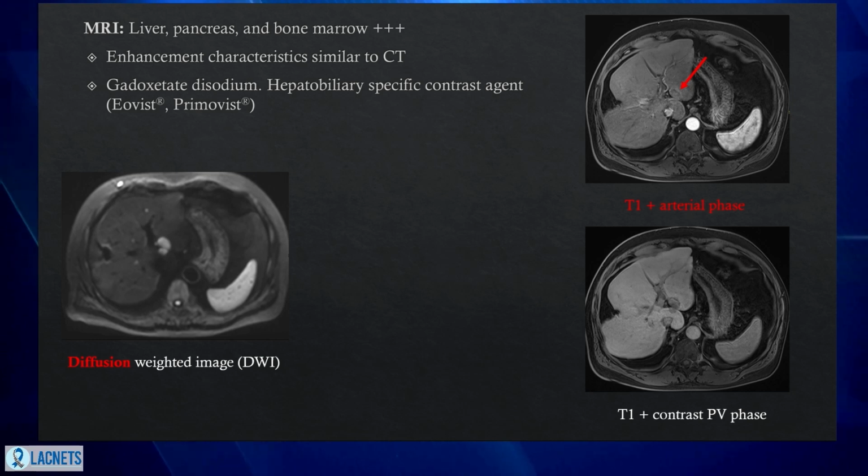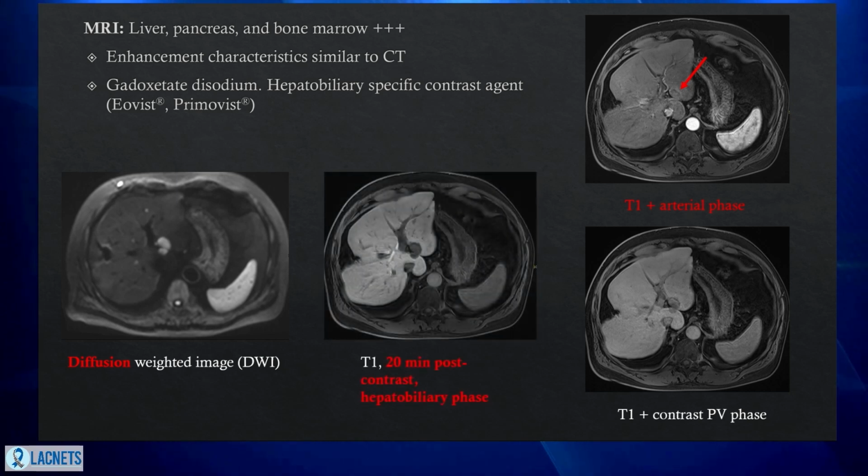And then we have a second sequence that's also very important for liver specifically. This is delayed imaging using a hepatobiliary specific contrast agent. This agent is called Eovist in the US. Outside the US, so if you're in Europe or Australia, New Zealand, it's called Primovist. So it's the same molecule and they work exactly the same.